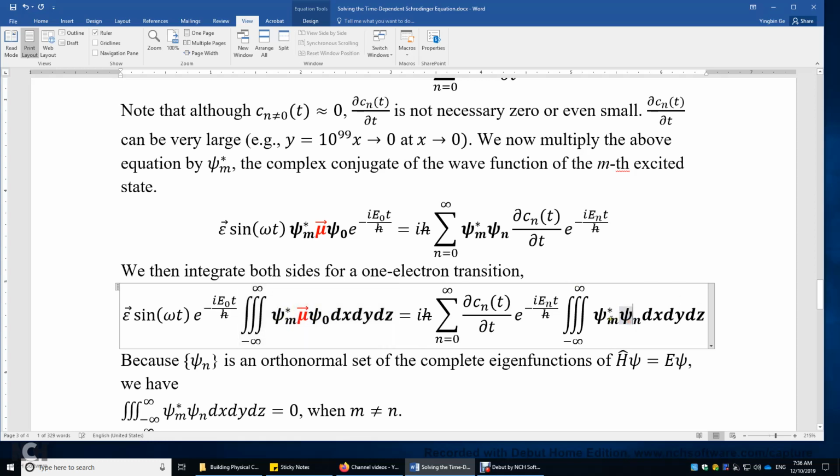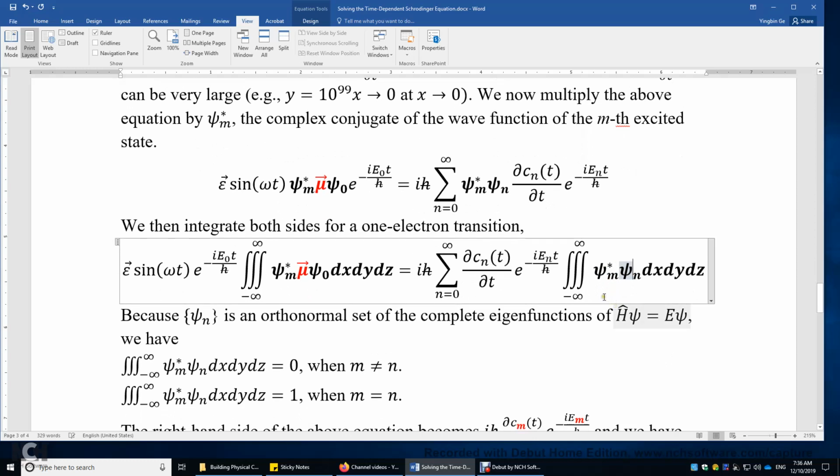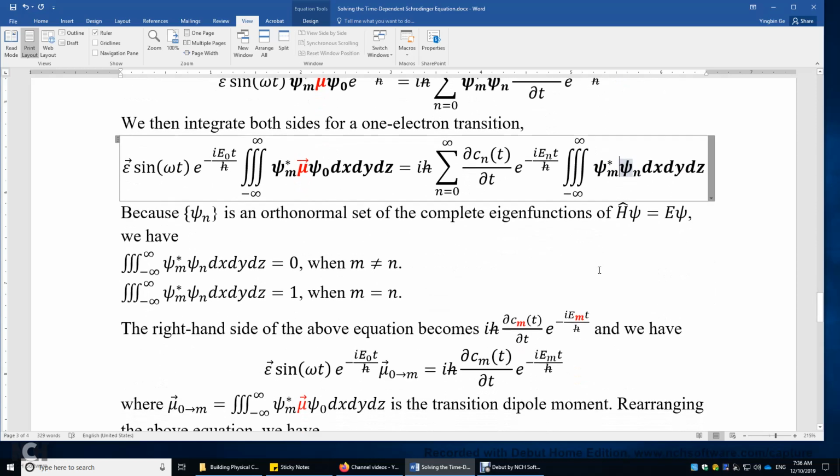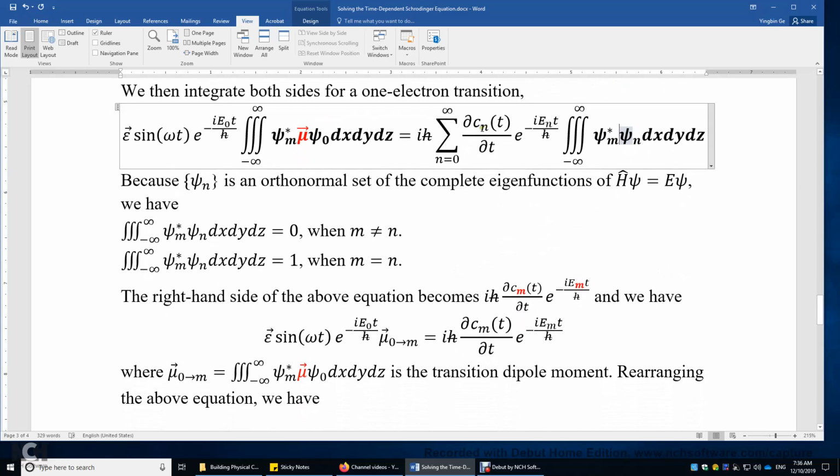On the right-hand side, we need to integrate the complex conjugate of this wave function psi sub m times this wave function psi sub n. All right, and remember this integral is 0 if m is different from n. So there's only one non-zero term in this infinite series. That is when n equals m. So when that happens, we need to replace every single n with m. So this is how we simplify this infinite series into just one single term on the right-hand side.